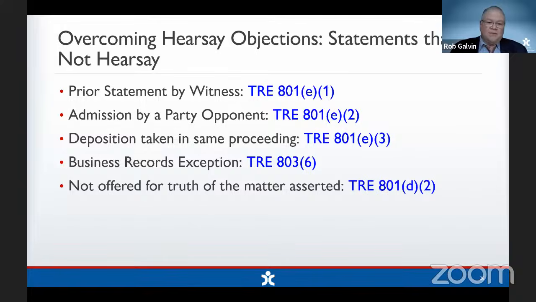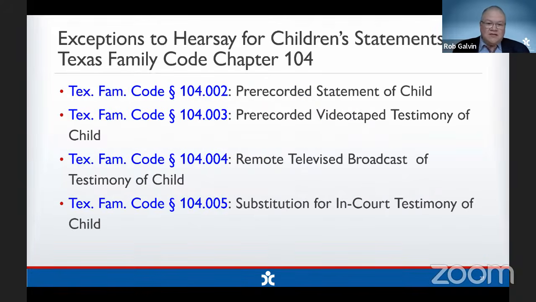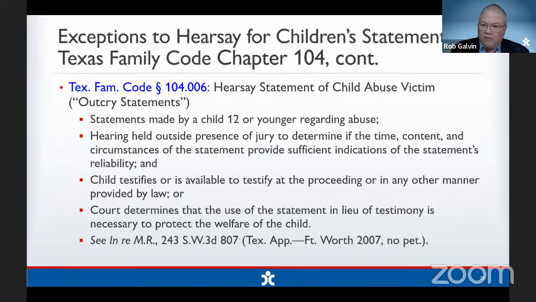Next slide, please. So this is chapter 104 of the Family Code. Don't have time to go through everything, but please read these sections and be familiar with these. The one that I do want to touch on is on the next slide, please. So 104.06 is a hearsay statement of child abuse by a victim. It's the outcry statement statute.